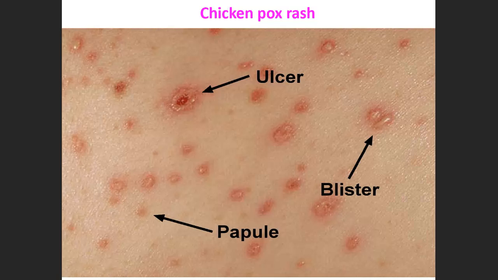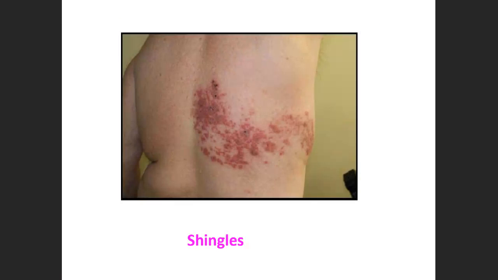This is how the chickenpox rash looks like. You can see all kinds of macule, papule, vesicle, blister here, and this is ulcerative lesion. These are typical of chickenpox. This is shingles. Shingles is nothing but reactivation in the later life, and it will affect that particular dermatome only, the skin supplied by that particular nerve.